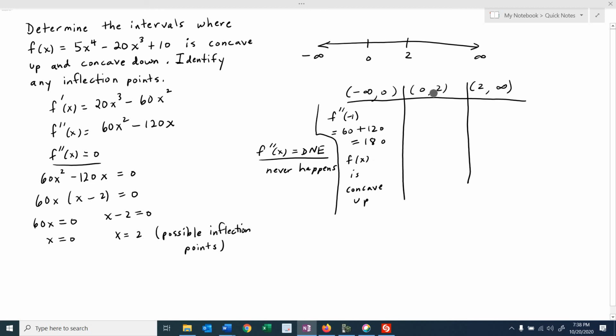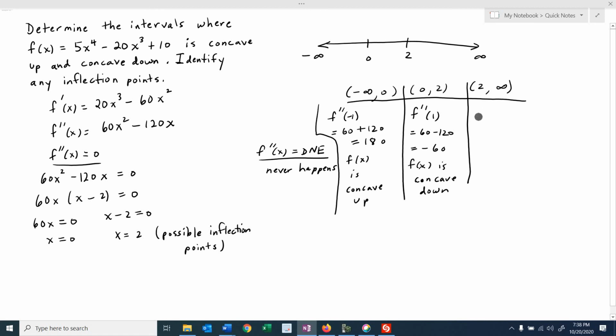Okay, so let's pick a test point in here, like 1. Plug that into the second derivative, and you get 60 minus 120, which is negative 60, and that indicates that it's concave down in this interval.